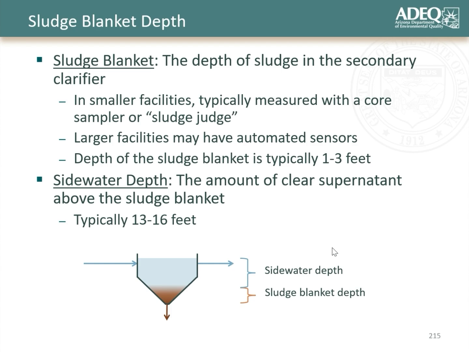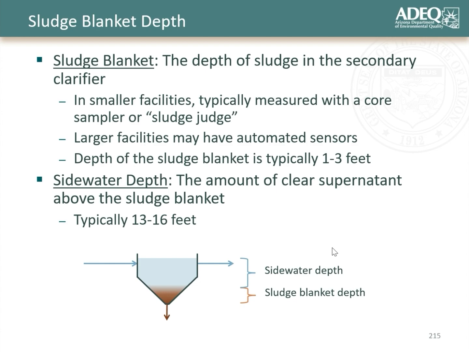Larger facilities may have automatic sensors that can do that, but a typical target is 1 to 3 feet for your sludge blanket. Now, the sidewater depth is the amount of clear supernatant above the sludge blanket, and you typically want that between 13 to 16 feet. That gives you enough headspace so that in case a surge of water comes in, you will not flush out the bacteria, the biomass, into your effluent.